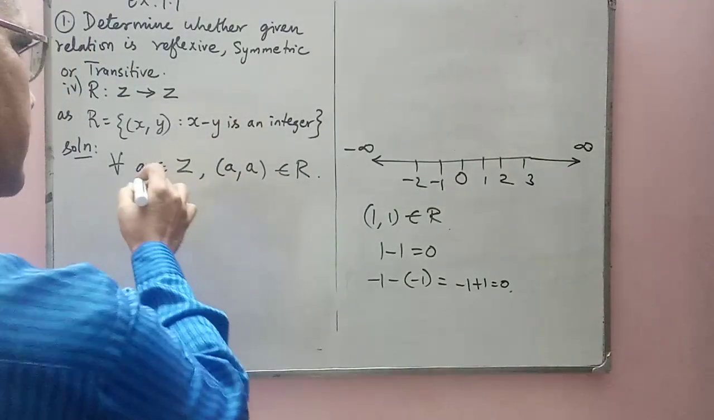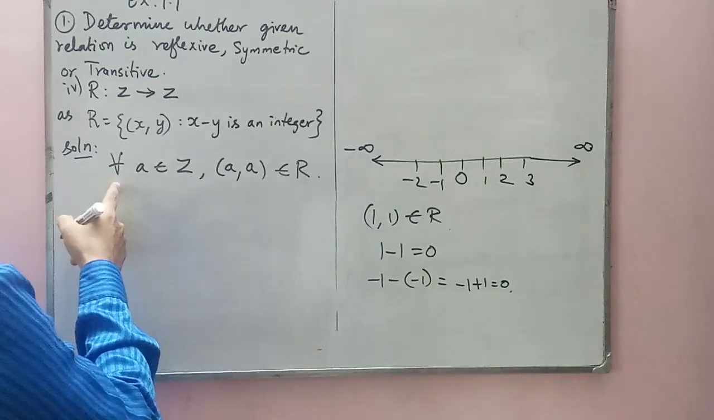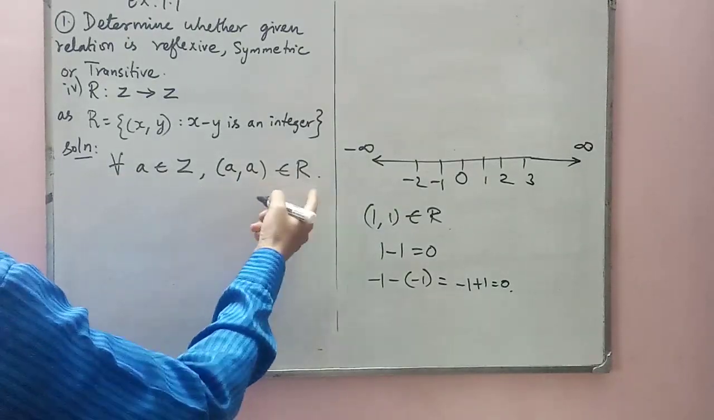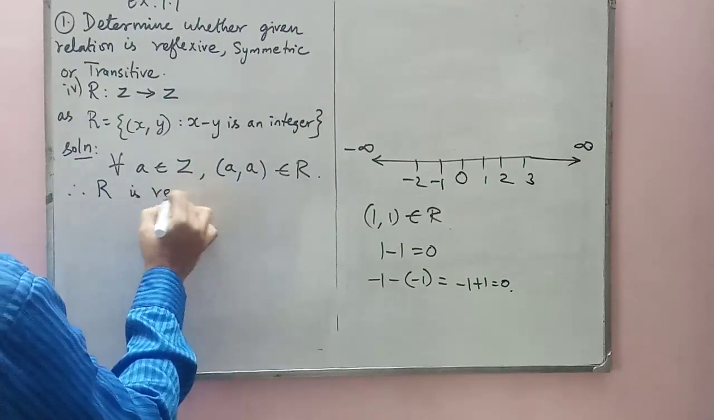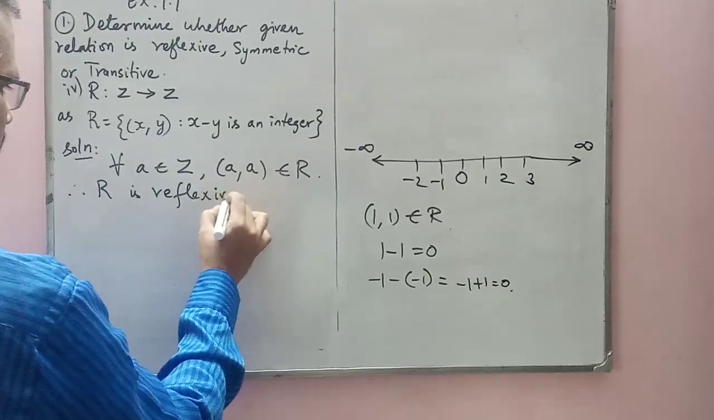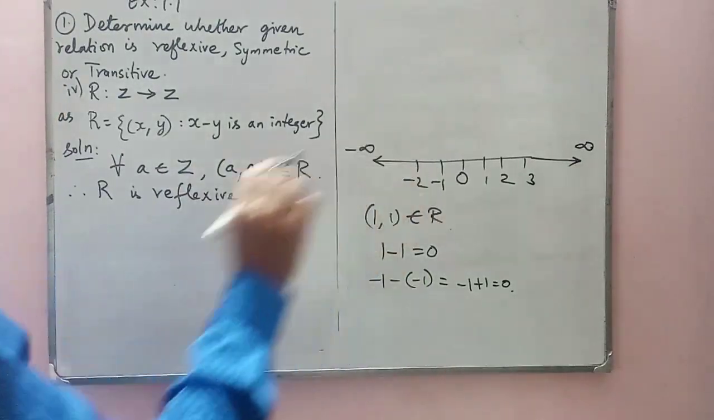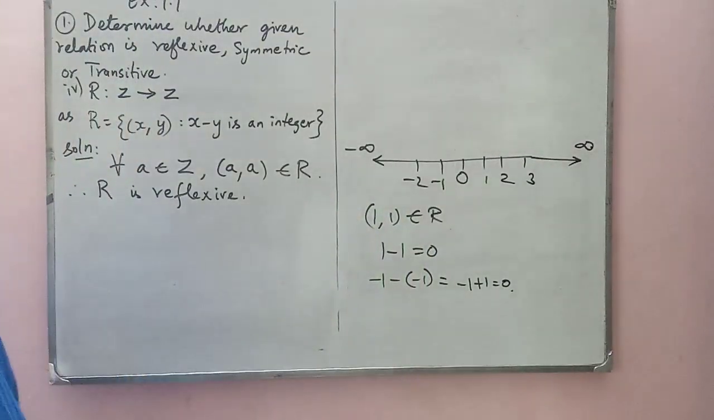This can be explained in a common way, not choosing any particular number. So for every a belonging to Z, (a, a) also belongs to R. Therefore R is reflexive. The first part gets over here. I chose one number and showed the difference of that number with itself is an integer. You can choose any one number, subtract it from itself and check whether it is an integer.